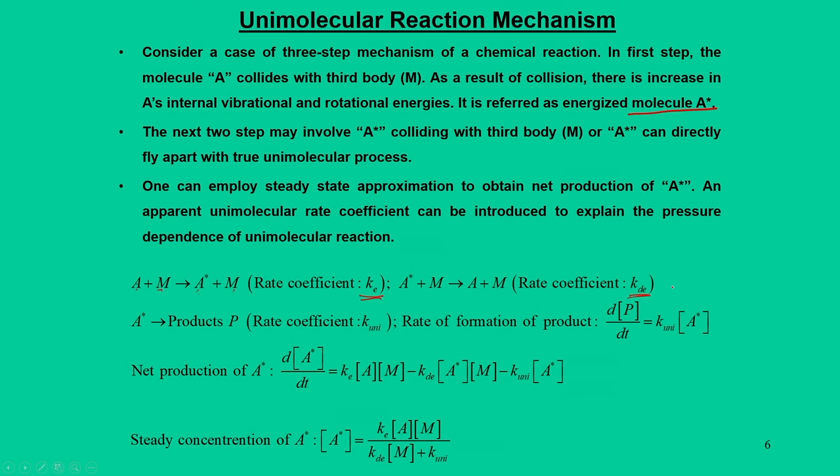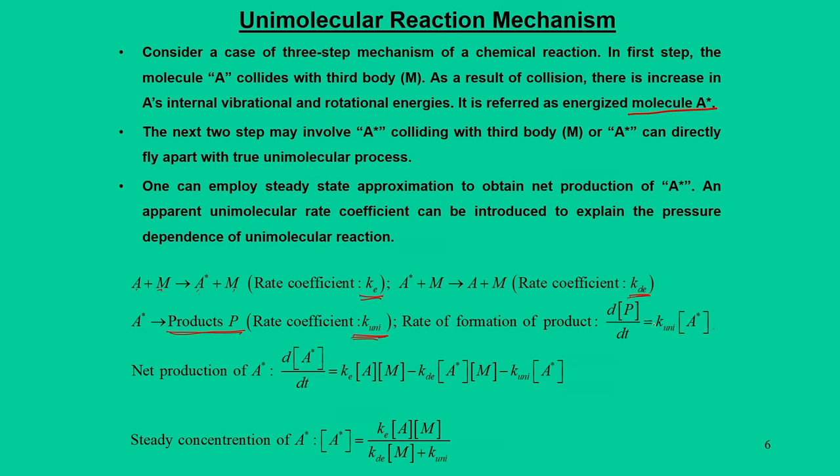This is one part. The other part is what we see globally, that we get the products P. So, A star gives the product with this unimolecular coefficient k_uni. So, from this equation we can frame the rate of formation of the product P, dP/dt, as k_uni times the concentration of A star.